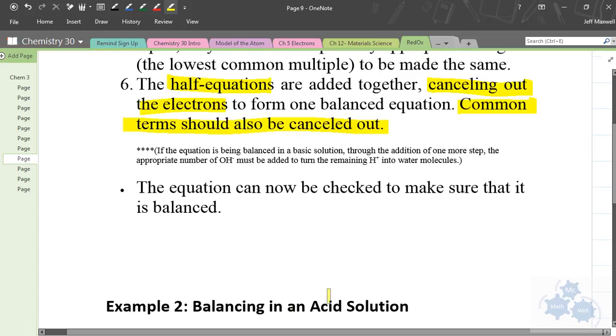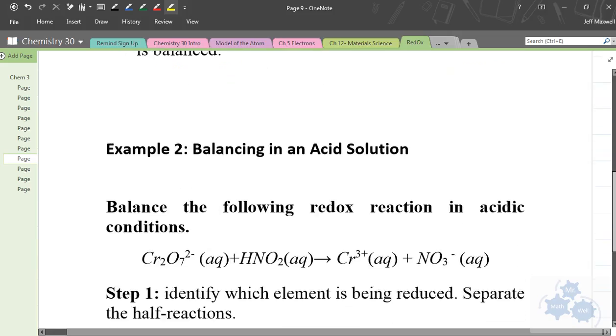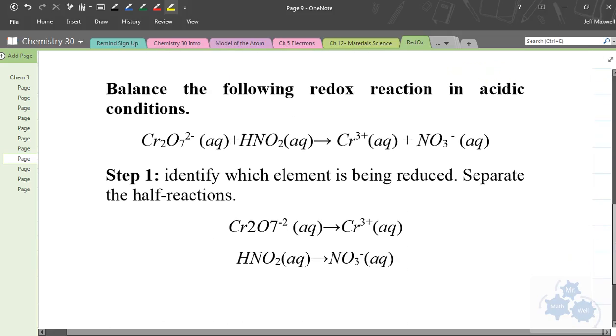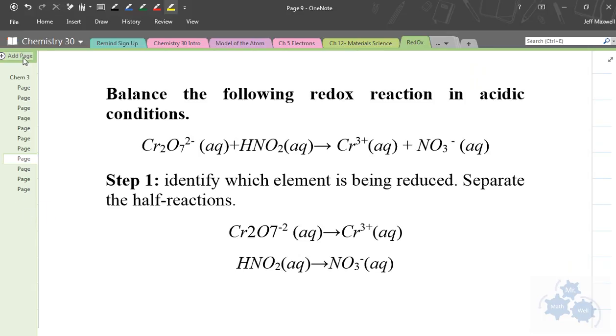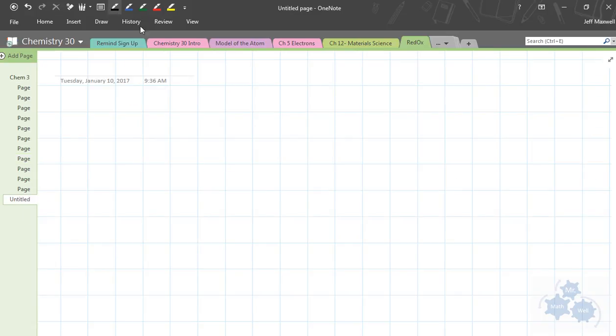Okay, so let's balance one. The one I have in your notes is maybe a little more complicated than I want to start with, so let's do one from the textbook. I'm on page 641, 24A. I think it would be appropriate for us to do this example together.